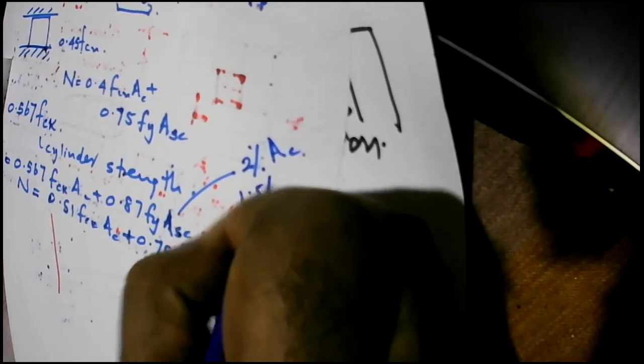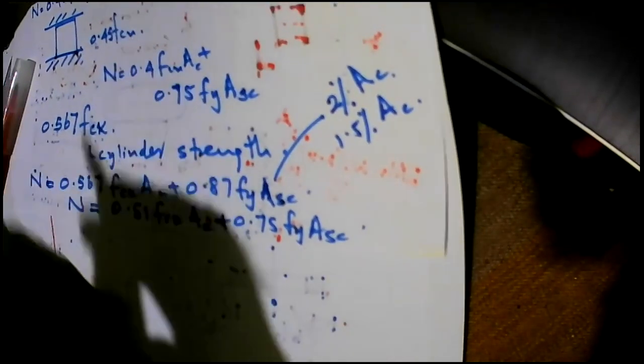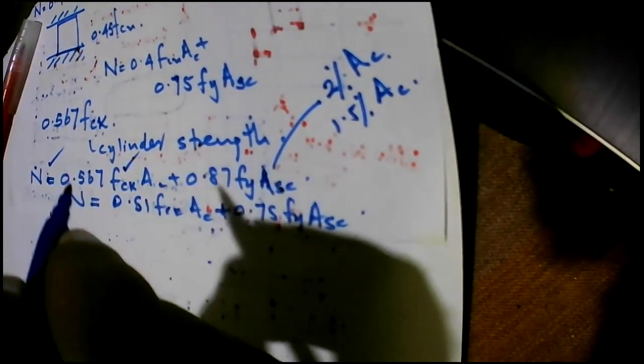So what we do is, for this area of steel, we say the area of steel is about 2% of concrete area or 1.5% of concrete area. So concrete area is AC. We say the steel area is about 1.5 or 2% of concrete area. So with this approximate calculation, we can find N value. We know the strength of concrete, we know the strength of steel, and the only unknown is area of concrete. So we can straight away find the area of concrete.